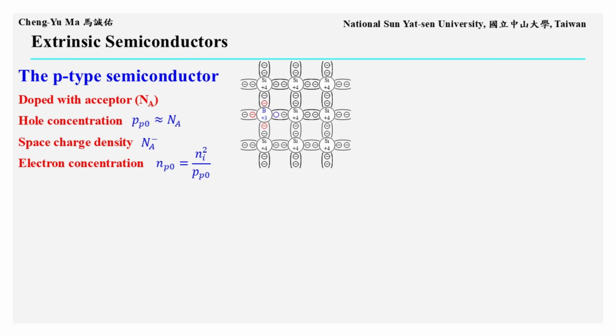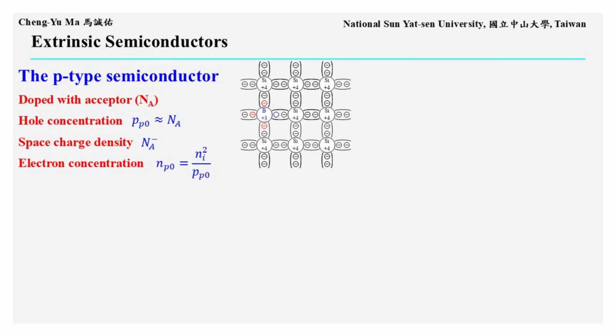At room temperature, the acceptors can be fully ionized and generate holes. Since each group 3 dopant atom creates one hole, the hole concentration in the p-type semiconductor, pp0, is approximately equal to the doping concentration Na. After the holes are generated, the p-type semiconductor can be regarded as containing negative space charge, Na-. Notice that the amount of negative space charge is balanced by the positive charge of the holes, so the p-type semiconductor is still neutral overall.